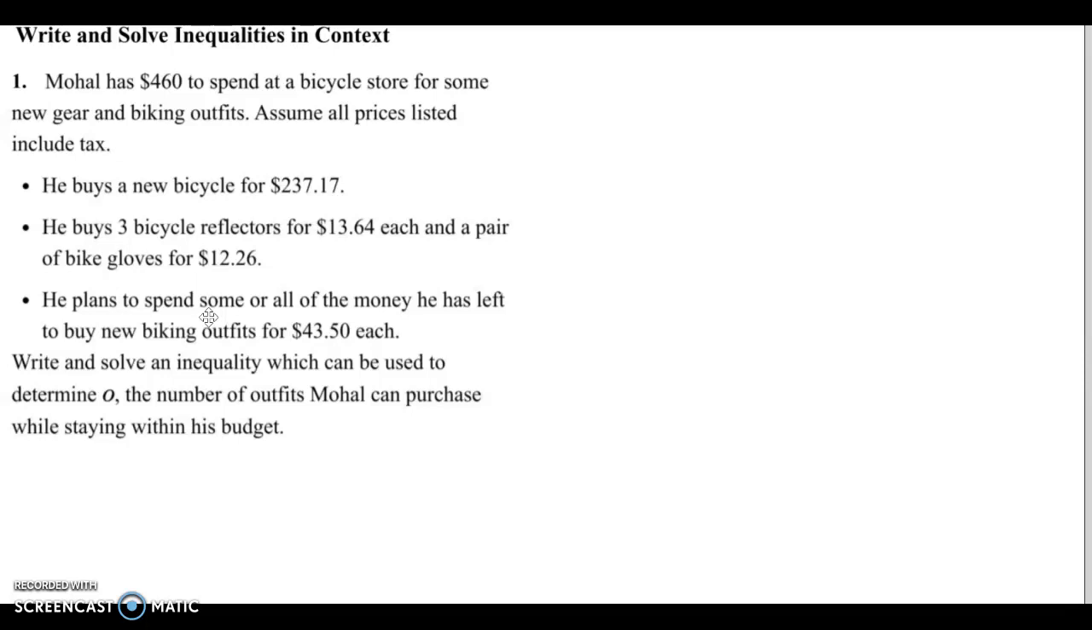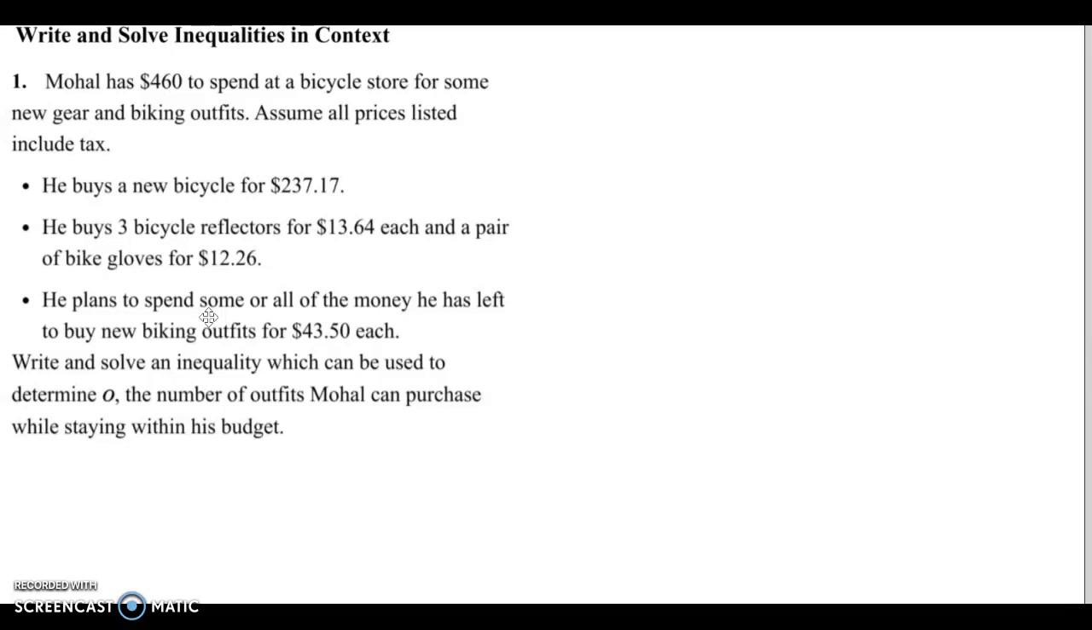So he buys a bicycle for $237.17. He buys 3 bicycle reflectors for $13.64 each, and a pair of bike gloves for $12.26. He plans to spend some or all the money he has left to buy new biking outfits. So, trying to get more than one. It's $43.50 each. So it says write and solve an inequality, which can be used to determine the number of outfits Mohal could purchase while staying within his budget. So his budget is $460.